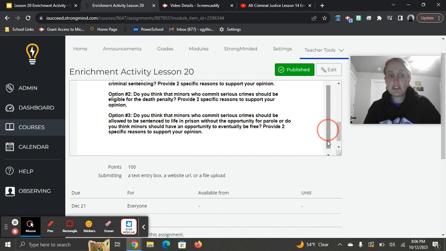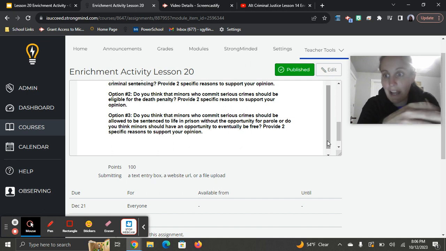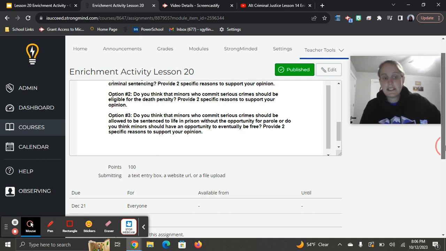And then the third option you can choose from: do you think that minors who commit serious crimes should be allowed to be sentenced to life in prison without the opportunity for parole? Or do you think minors should have an opportunity to eventually be free? So taking this away, maybe the death penalty isn't something that you really want to write about. Let's talk about life in prison then. Do you think that minors, those under 18 that commit crimes, should be told, hey, you commit this crime as a minor, but you're going to still be in jail for the rest of your life? What's your opinion on that? And make sure to give 2 specific reasons to support why you feel that way, and answer in 5 sentences.